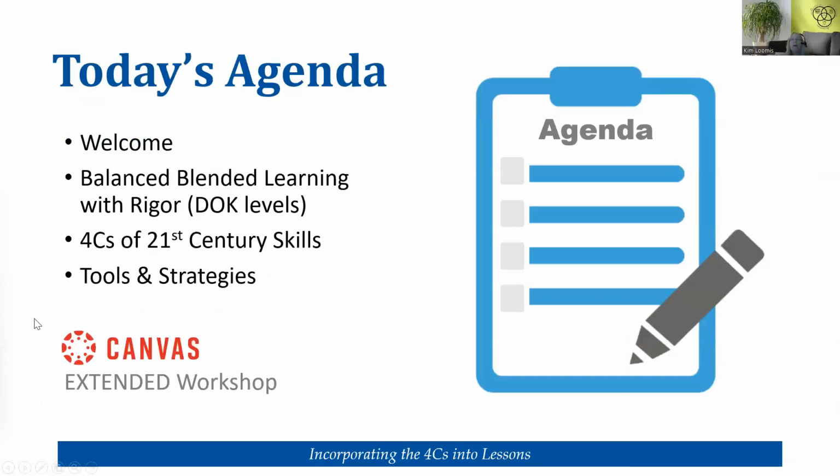So today's agenda, we are going to talk about balancing blended learning with rigor. When I think about the 4 C's, I think about how can I take the 4 C's, communication, collaboration, critical thinking, and creative thinking, and not just do them, but really take that to a deeper level. So tonight we're going to be talking about depth of knowledge, deeper levels, and how we can get there. And then we'll get into the 4 C's of the 21st century and really talk about some of the tools and strategies that we'll be using to move that along.